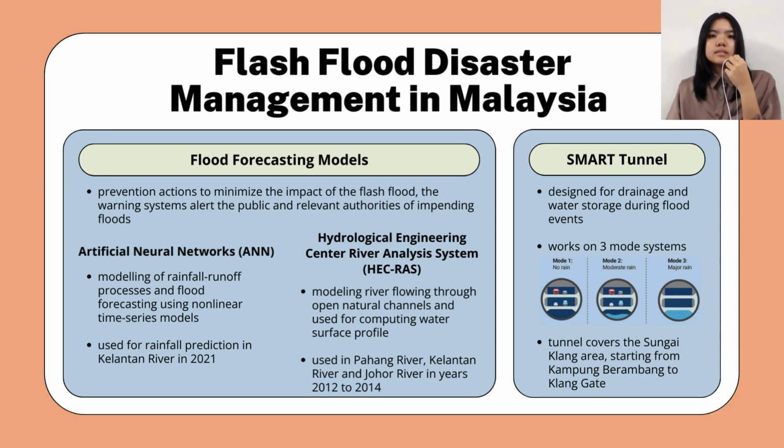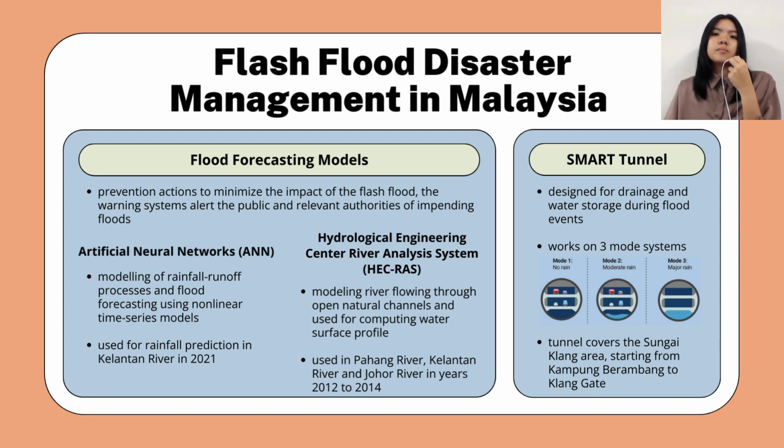While the second method is the smart tunnel, where the word SMART represents stormwater management and road tunnel. It is designed for drainage and water storage during flood events. It works on a three-mode system, where the first one is the normal condition, where there is low rainfall and no storm. The motorway section is open to the motorists.